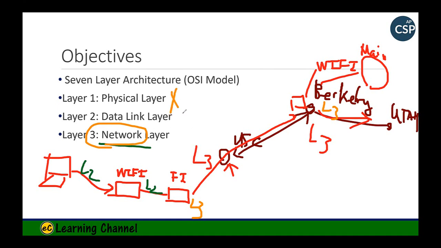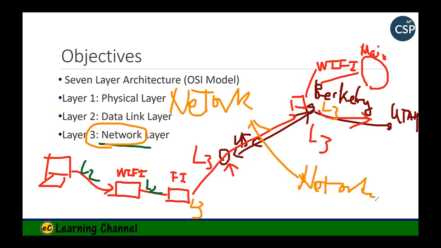That means when one network is communicating with another network, it's called level 3, the network level. Level 3 requires IP, Internet Protocol. Internet Protocol is called IP. It will require an Internet Protocol IP address.